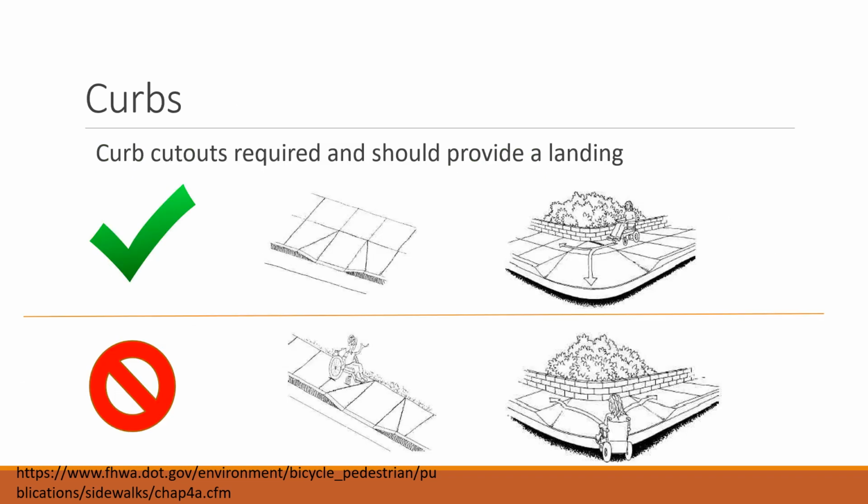Curb cutouts are required on public sidewalks and should provide a landing of a minimum of 36 inches. The landings on these ramps allow people with mobility impairments to move completely off the ramp and onto the sidewalk, and they also provide a level area for resting, turning, or even just reaching the pedestrian signal lights.